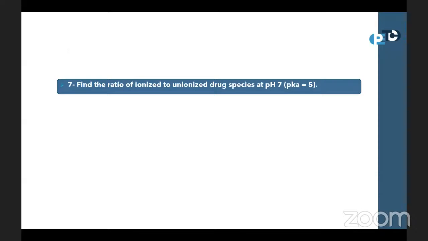Find the ratio of ionized to unionized drug species at pH 7 and pKa 5. This is a calculation problem. How can we find the ratio? We need the ratio between the ionized and unionized parts. How can we solve this one?